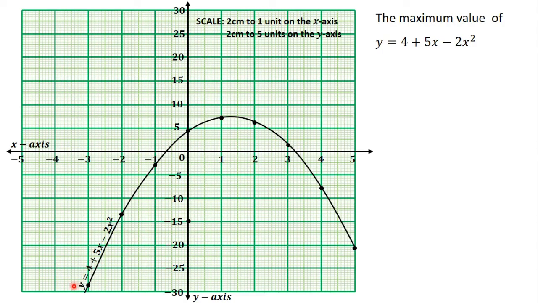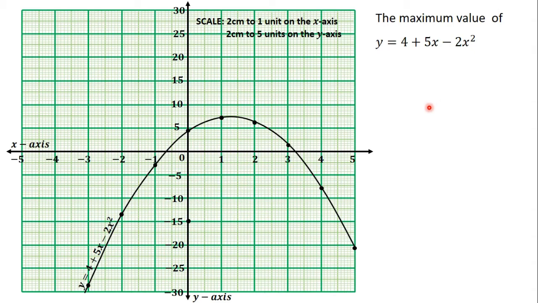This is the graph of the relation y is equal to 4 plus 5x minus 2x squared. We are going to find the maximum value. As we learned in the previous video, if the curve has an n-shape like the one we have here, the function will have a maximum value. So to have maximum value or greatest value, the question could have said we should find the greatest value, it is the same thing. Okay, so we are going to use the graph to find the maximum value of y is equal to 4 plus 5x minus 2x squared.